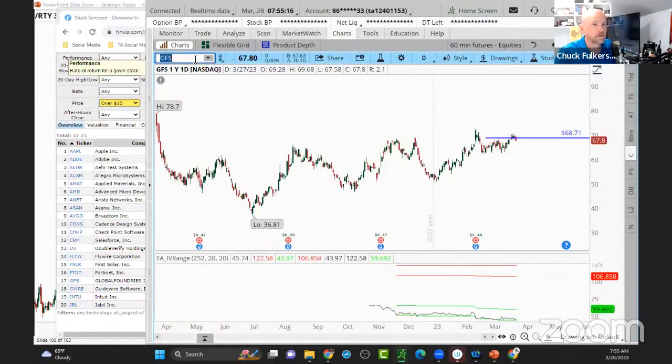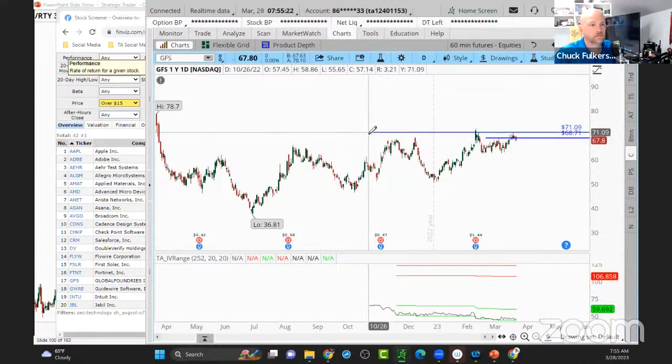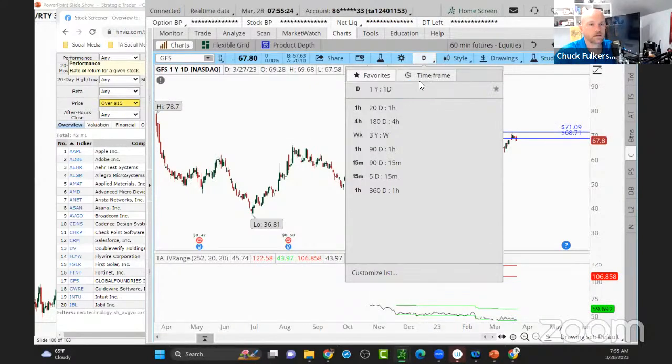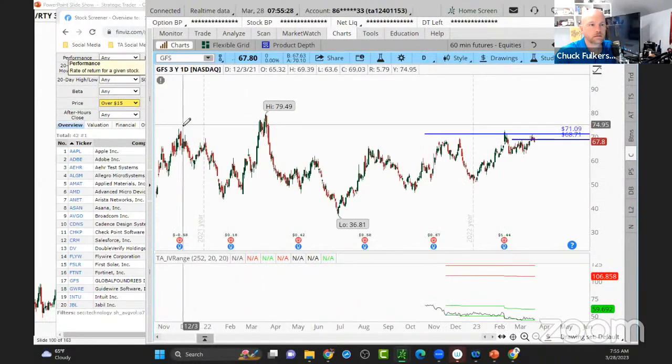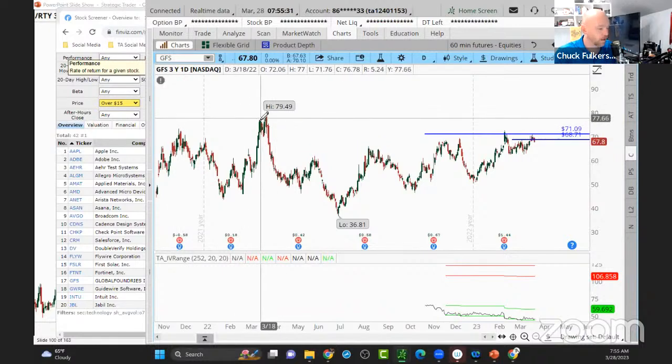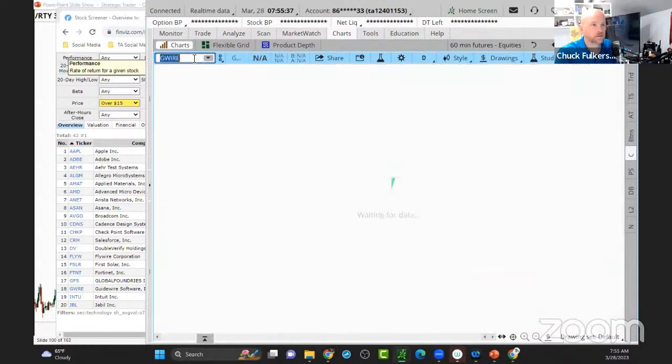GFS. I've got too much supply sitting right above that potential breakout point. GWRE.